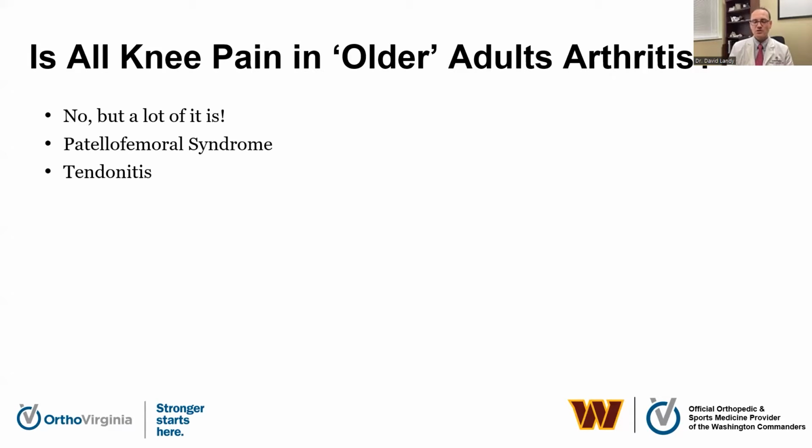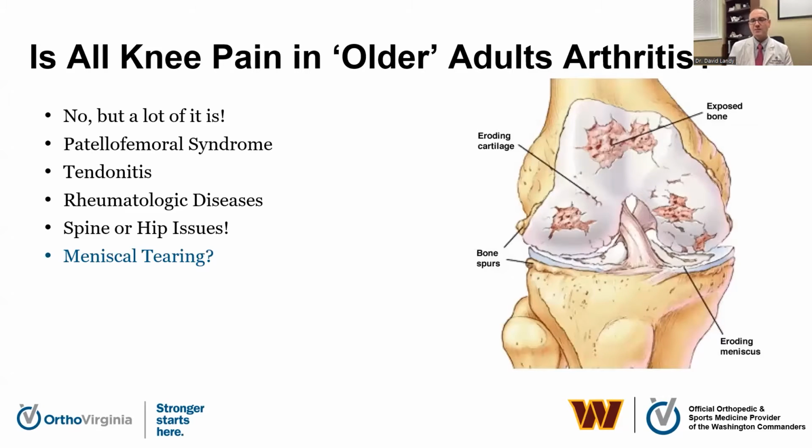Tendinitis, right? All those muscles with their tendons inserting around the knee can become inflamed and you can get a tendinitis. Rheumatologic diseases can certainly cause knee pain, as well as hip and spine problems. And then finally, meniscal tearing. This is sort of a thing that's commonly brought up and probably warrants its own discussion here on the next slide.